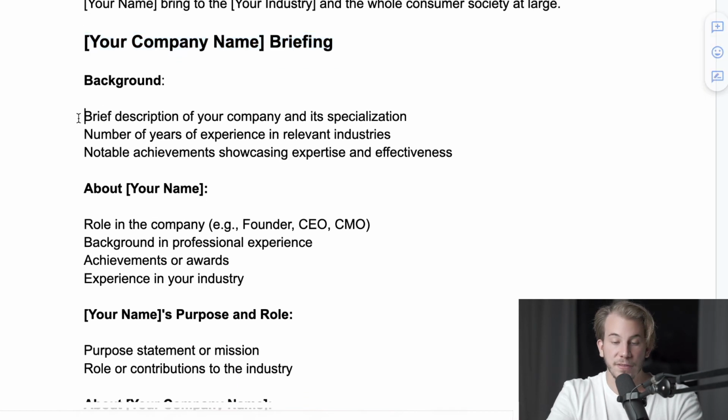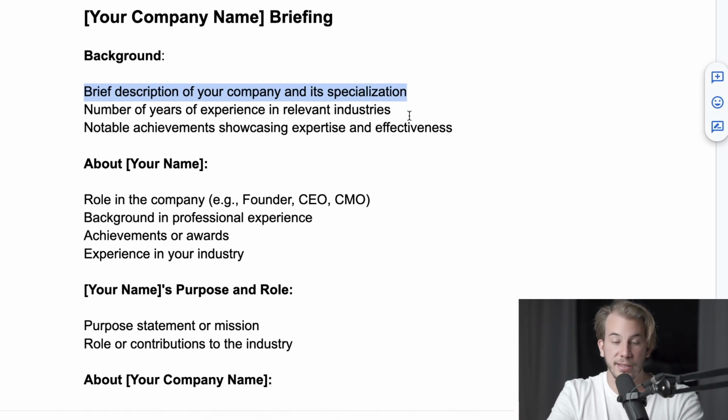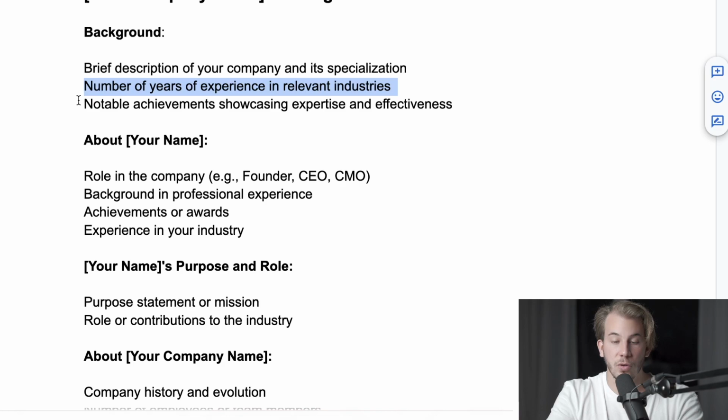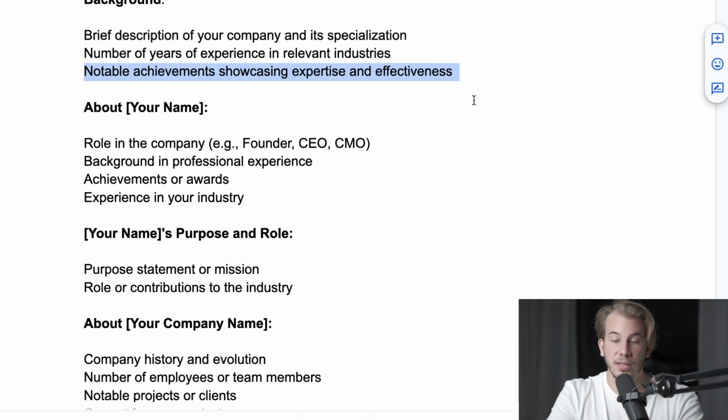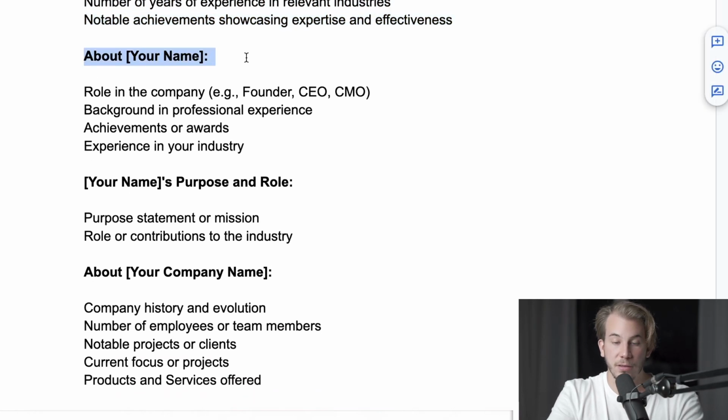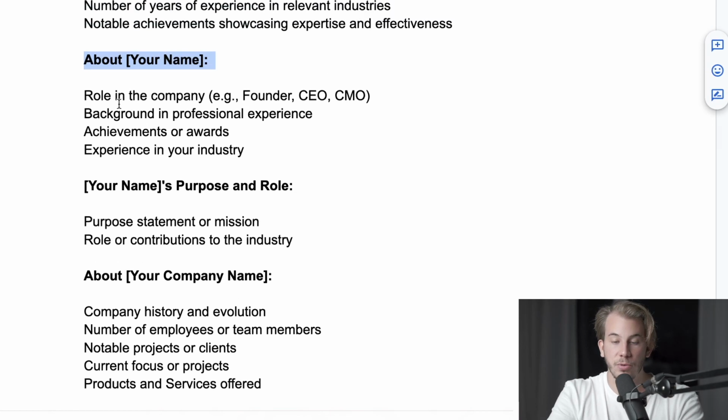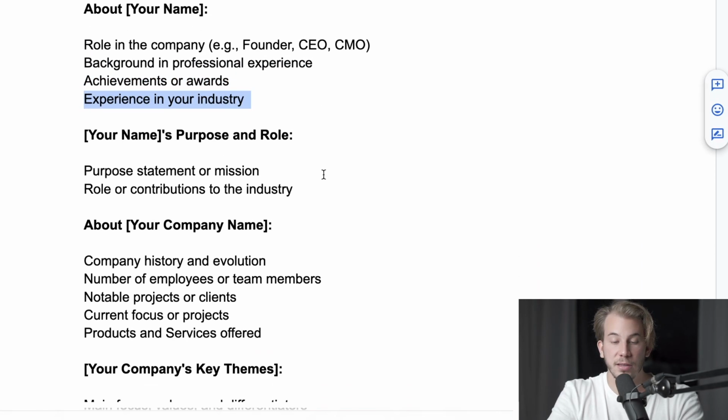Background. A brief description of your company and its specialization. Number of years of experience in the relevant industries. Notable achievements showcasing its expertise and effectiveness. About the name, the personal brand, for example, the founder or CEO. What's his role in the company? What is his background information, professional experience? What are his achievements or awards? What is his experience in this industry?